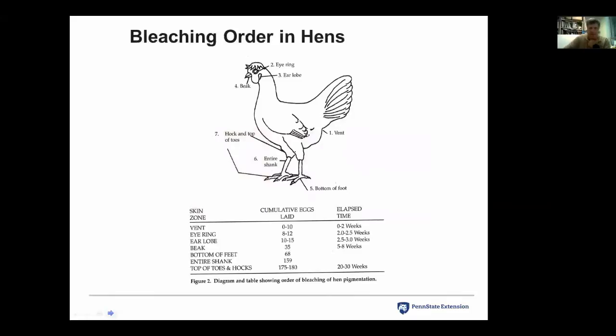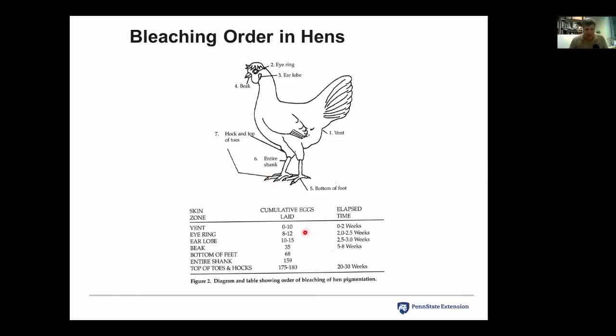There's a sequencing of color loss in a bird. As they lay eggs, we see losses of color. And this is true of white eggshell layers as well as brown shell layers. The first place to see a loss would be around the ring of the vent, and then the eye ring and earlobe of the bird. Usually I can see the eye ring a little bit better than the earlobe. And then we look at the beak, and it goes from the base of the beak to the tip of the beak. And then lastly, around the legs, we look to see how the color goes.